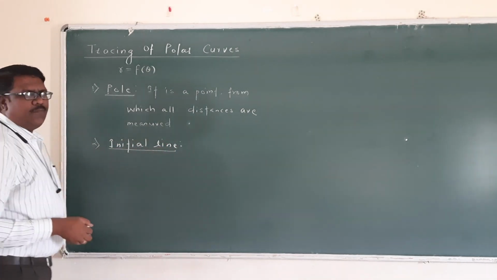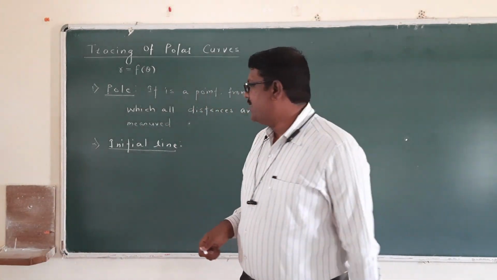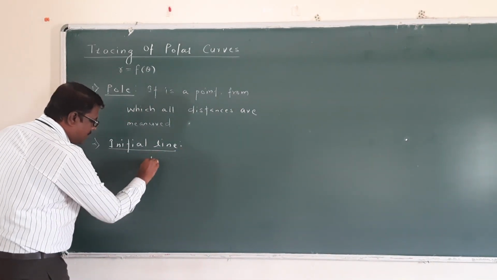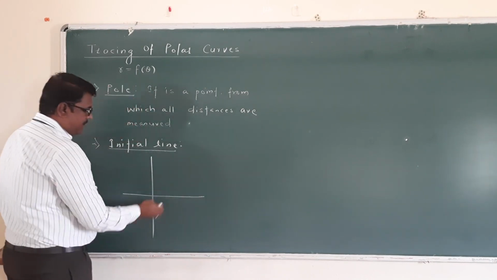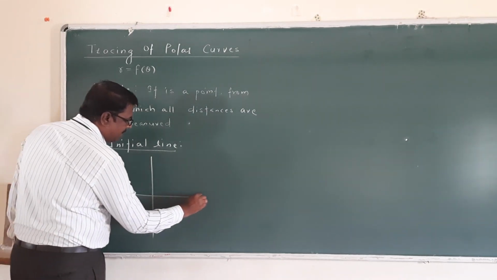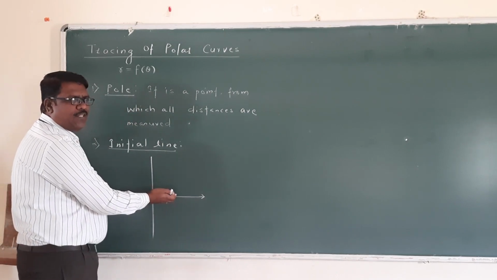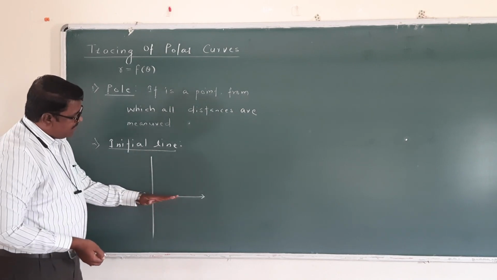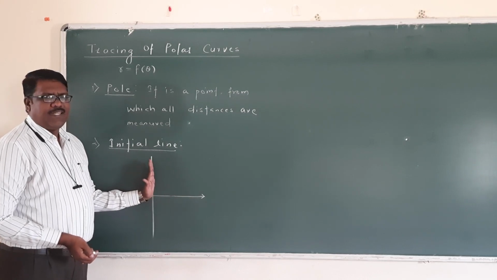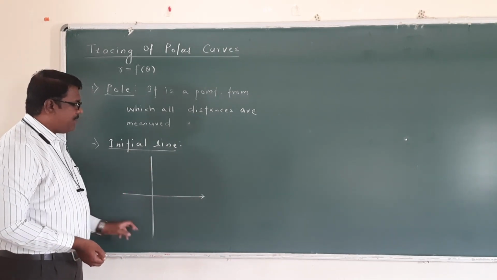So what is the initial line? Initial line is a line from which all angles are measured. In the Cartesian system, we used to consider the positive x-axis from which we measure the angles. So the initial line is nothing but this line. From this line we measure the angle. If I want the angle theta equal to 90 degrees, then I will start measuring the angle from this line and go up to 90 degrees. So the initial line is a line from which all angles are measured.